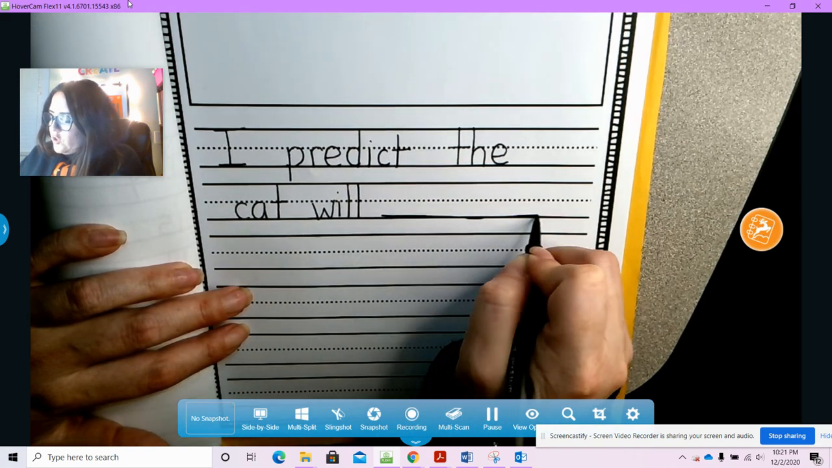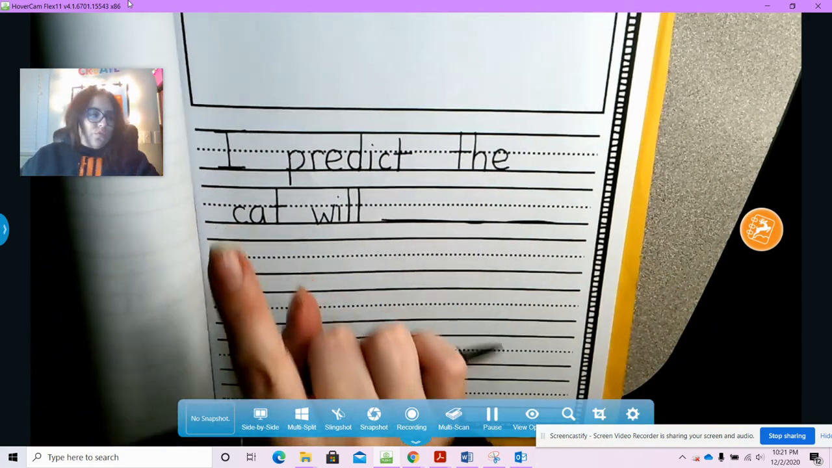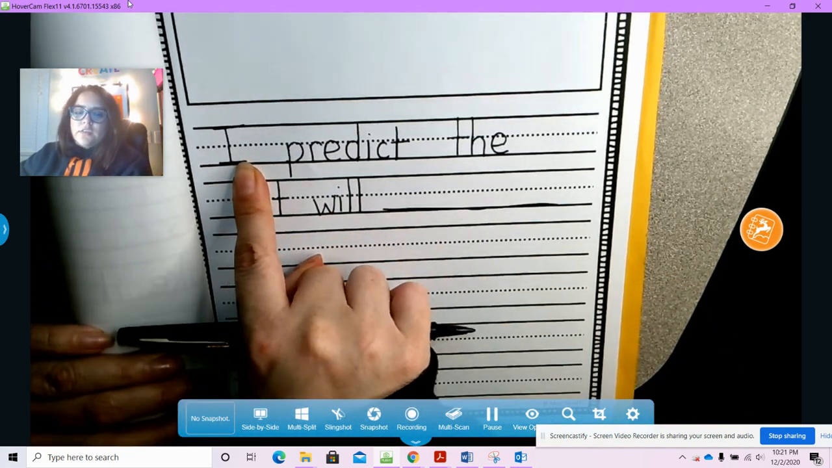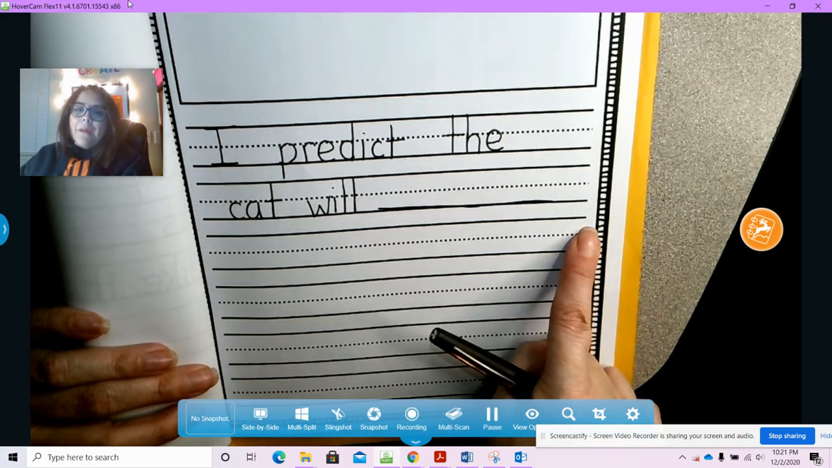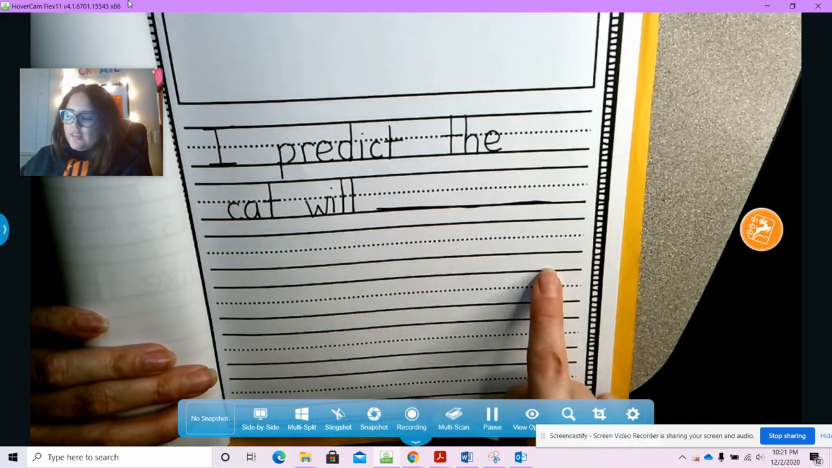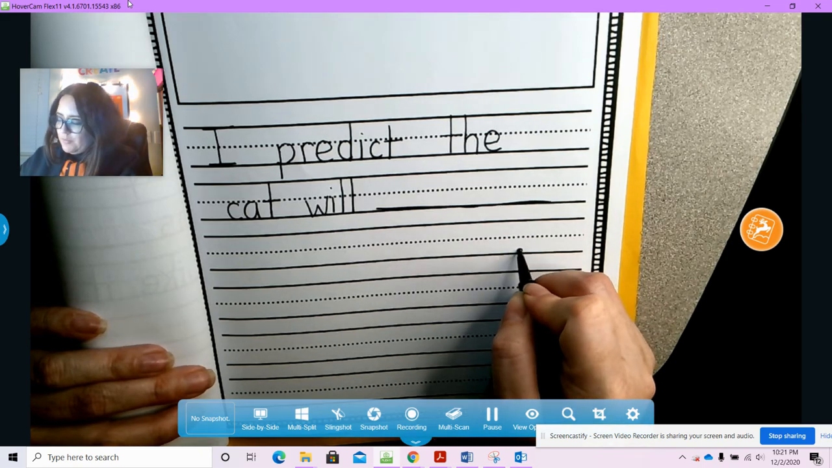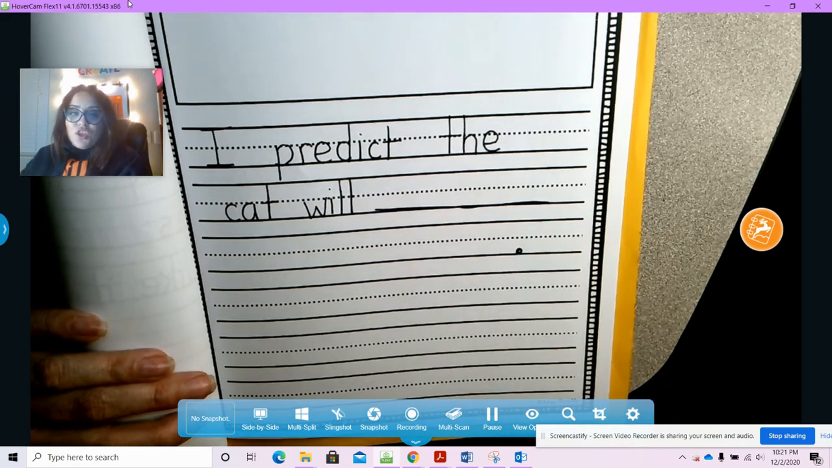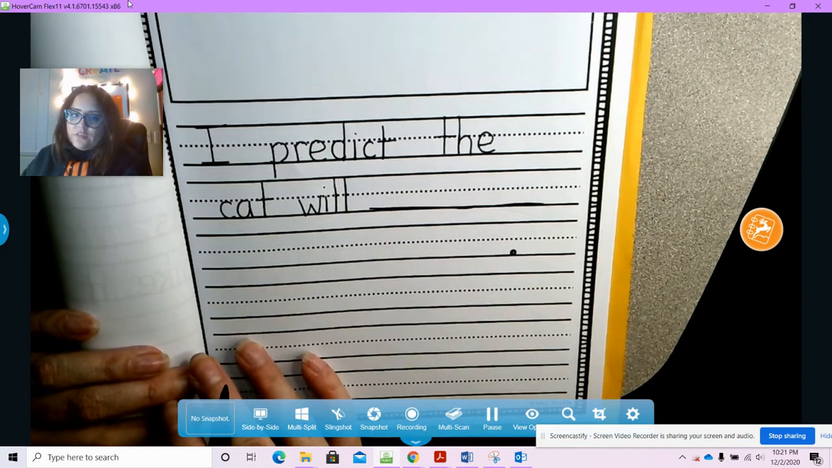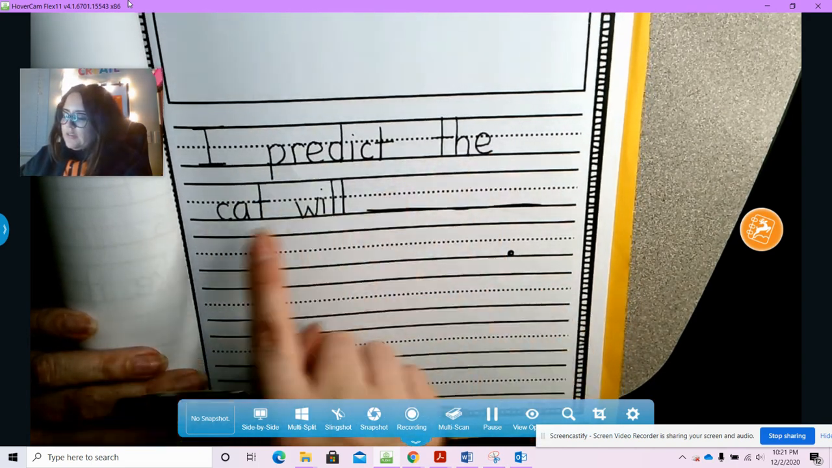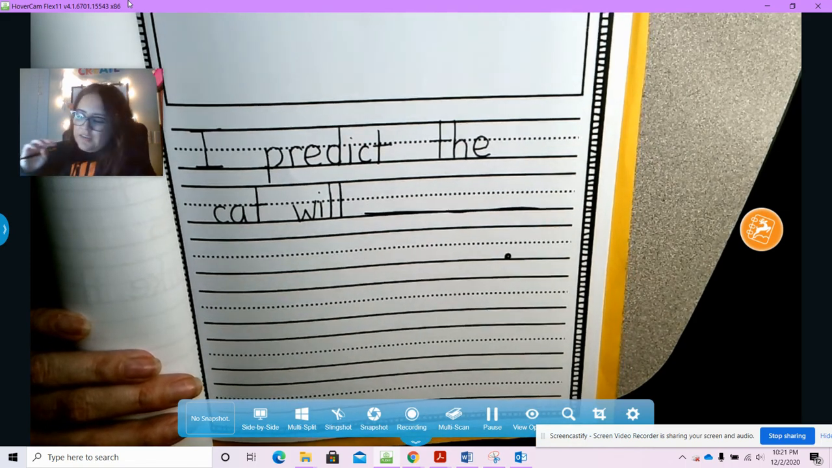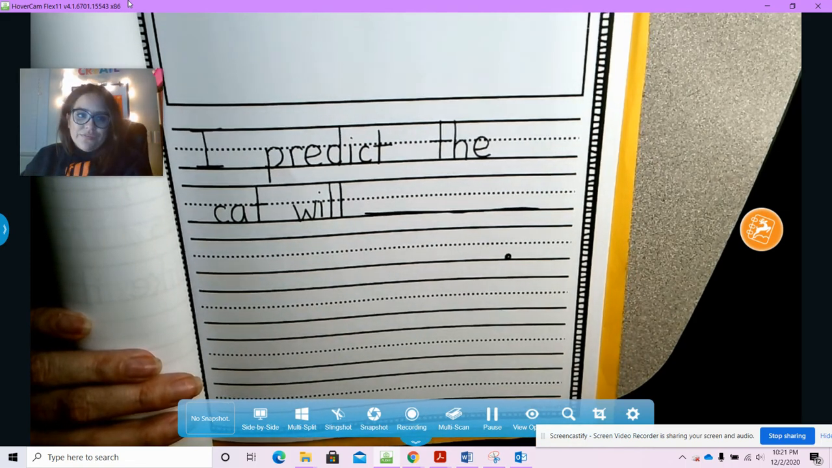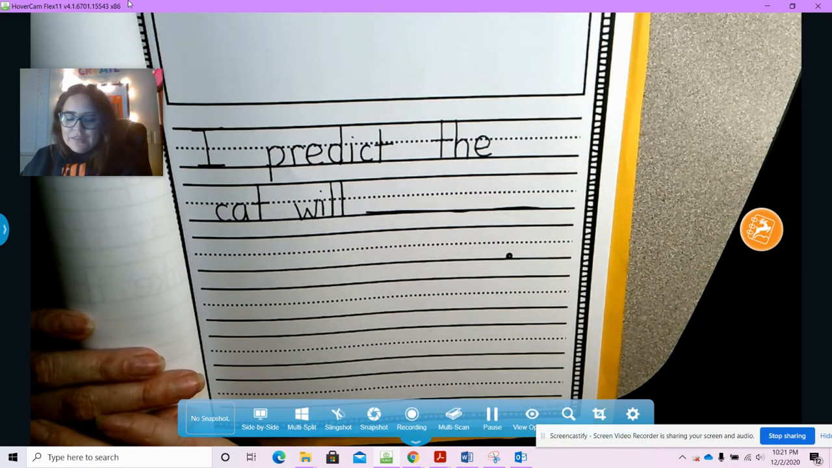and then you're going to finish that sentence. Do not forget to start your sentence with a capital letter, and what do we need at the end? Punctuation. I think I might need more space, so I'm going to put my period all the way over here. You put your period when you're done with your sentence. You're going to say, I predict the cat will. What do you think that cat's going to do next? From the story, The Fish. What do you think the cat will do next in the story, The Fish?